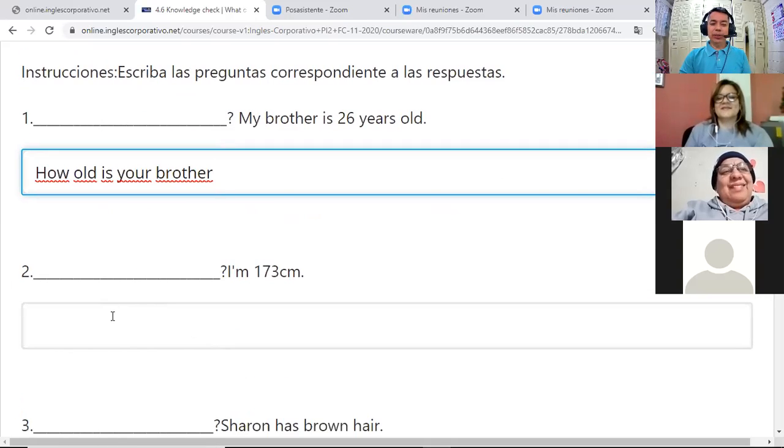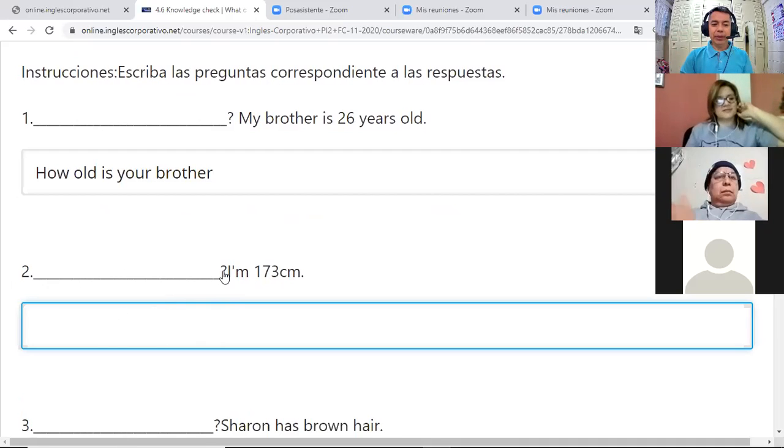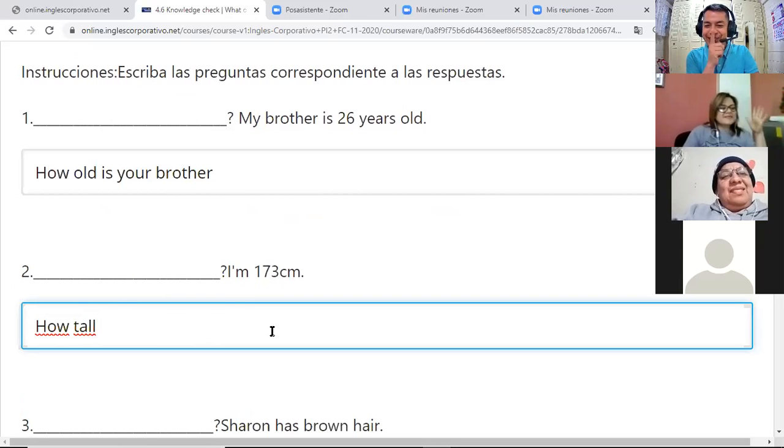Number two, I will help you with half and half. I give you half and you give me the other half. The problem is the question mark, yes, because it's already there. So number two is: how tall, with a capital letter. How tall are you?